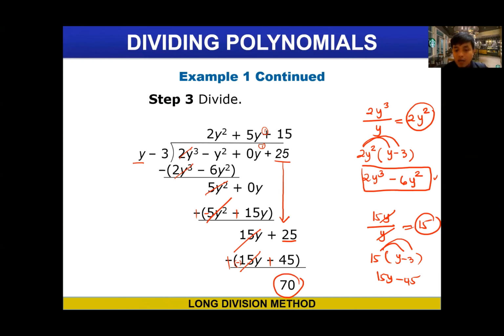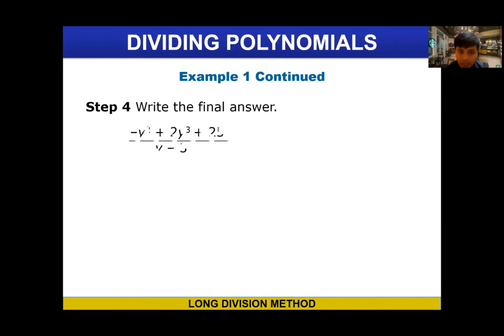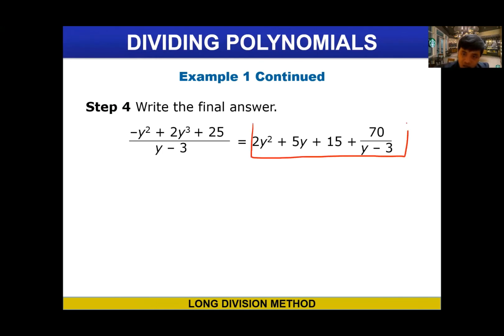Now, sir, how will we write the quotient? The quotient will be written like this. Step number 4, write the final answer in this form. Again, this is our final answer. As you can see, we have our quotient 2y squared plus 5y plus 15, and then plus the remainder 70 will be your numerator and the divisor here will be your denominator in your final answer. This will be our answer.